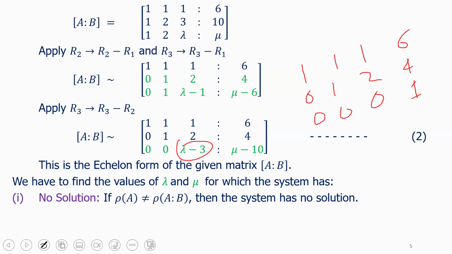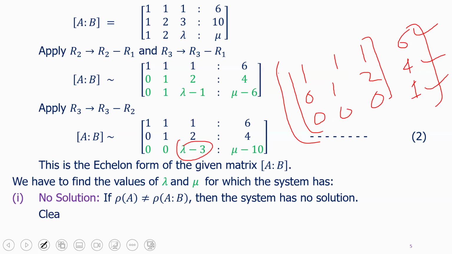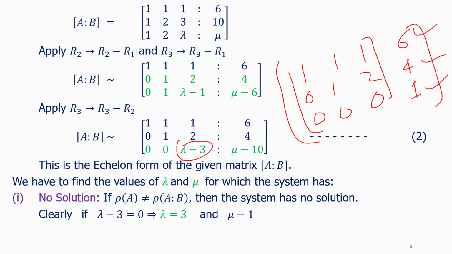Here, the rank of the coefficient matrix is 2. But if we consider the whole matrix, all three rows are non-zero. So at that time, the rank of the augmented matrix is 3. Since the rank of the coefficient matrix is 2 and the rank of the augmented matrix is 3, therefore the system is not consistent. It means that there is no solution.